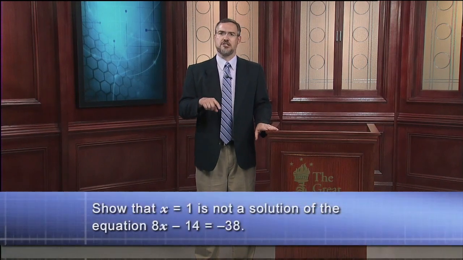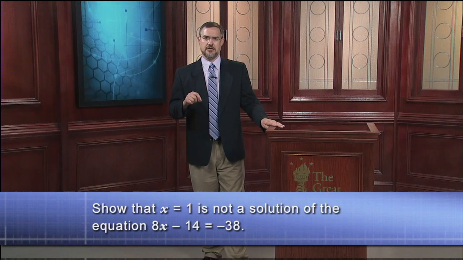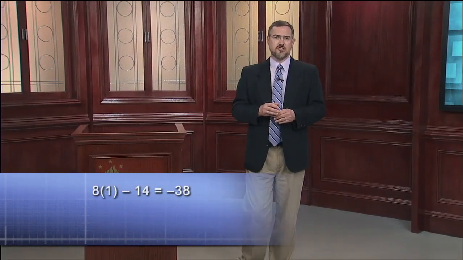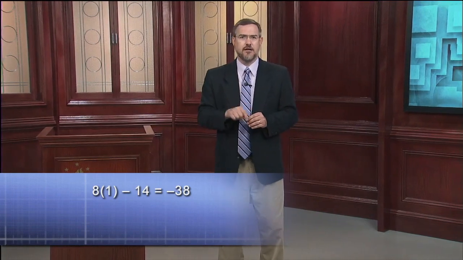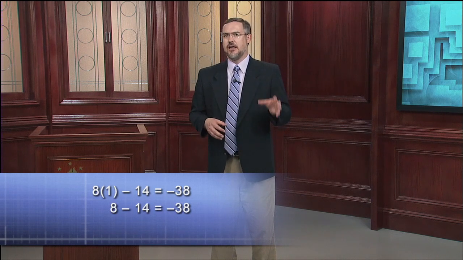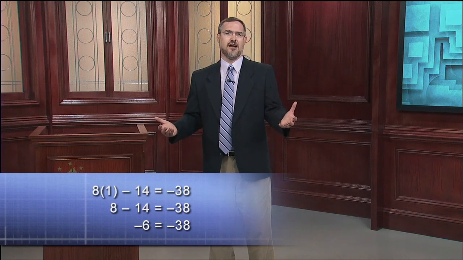So let's show that x equals 1 is not a solution of the equation 8x minus 14 equals negative 38. Well, what do I do to check? Well, I plug in the 1 for x, and I get 8 times 1 minus 14 equals negative 38. Well, 8 times 1 is just 8. So the left-hand side is 8 minus 14. The right-hand side is still negative 38. That means that the left-hand side is now negative 6. The right-hand side is negative 38. Is negative 6 equal to negative 38? Of course not. And that means that x equals 1 is not a solution of the equation that we started with.